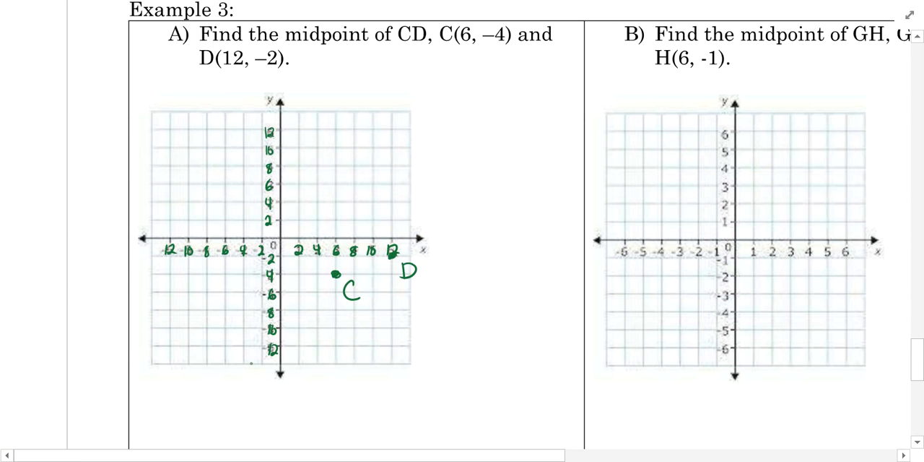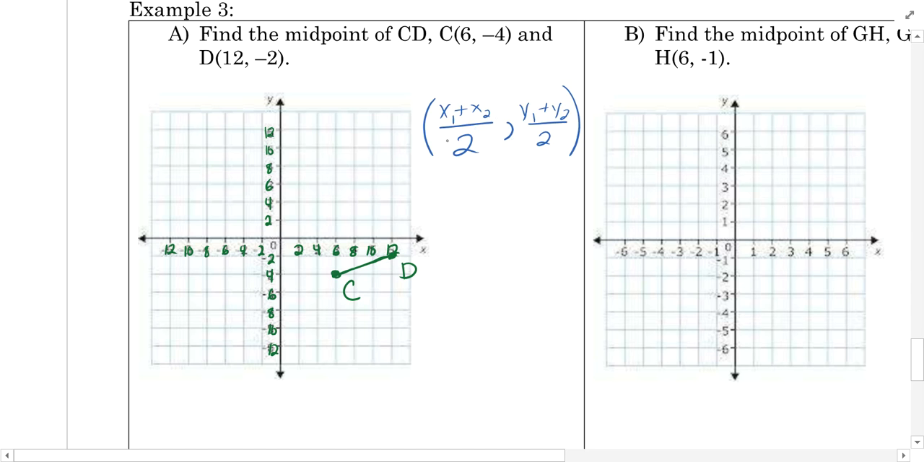So it doesn't change our problem too much. And we want to find what is the midpoint of line segment CD. So to calculate your midpoint, you're going to take your x values, so x1 plus x2, and divide it by 2. That's going to give you the coordinate for your x value in your midpoint. And then you're going to take your y values, y1 plus y2, and divide it by 2 to get your y value in your midpoint.